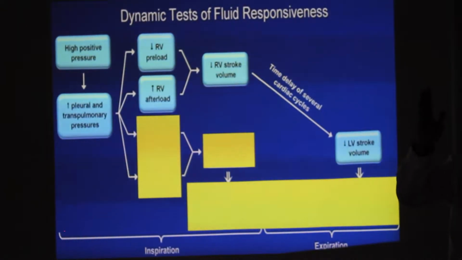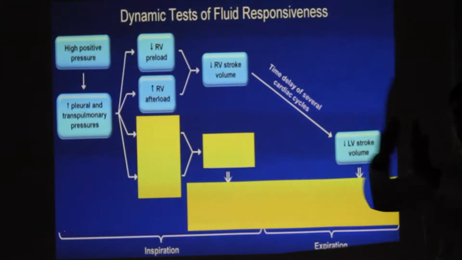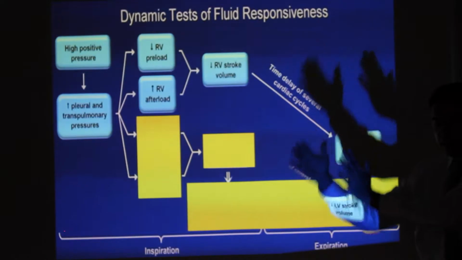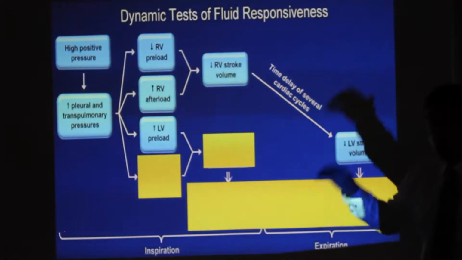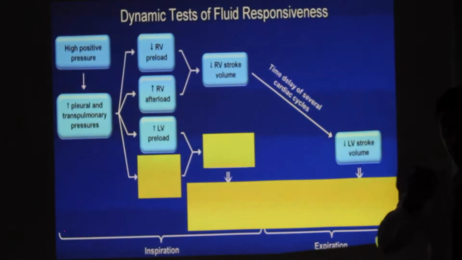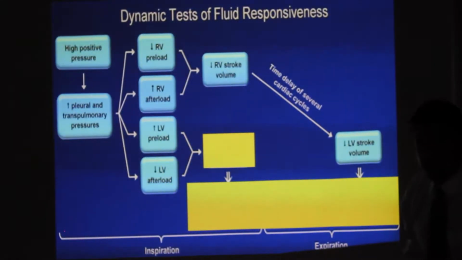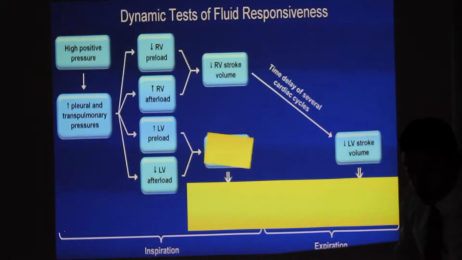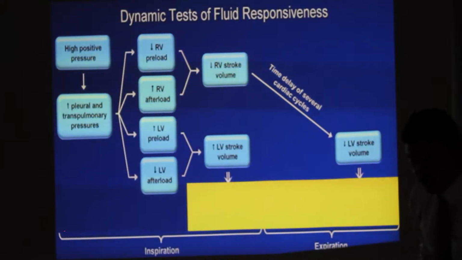So in inspiration, the RV stroke volume is going to go down because of the squeeze. The LV stroke volume during expiration, because of the delay, is not going to get enough, and the LV stroke volume is going to go down. What about the LV during inspiration? The LV preload is going to go up because we're squeezing the blood out of the lungs, and we're giving the LV a good fluid bolus. The afterload is going to decrease. So the LV is going to get more stroke volume during inspiration.